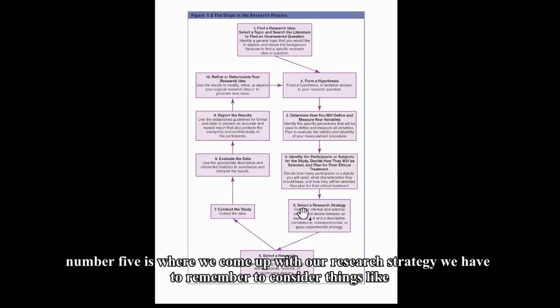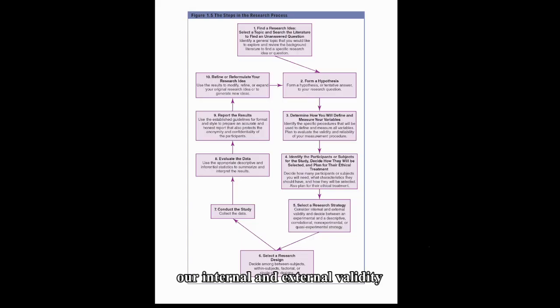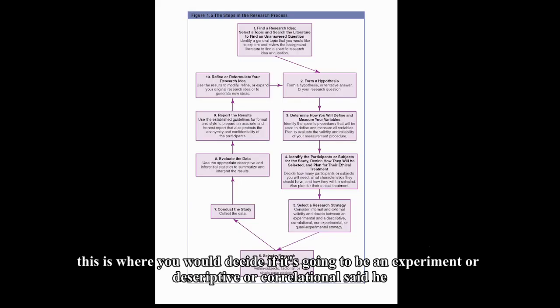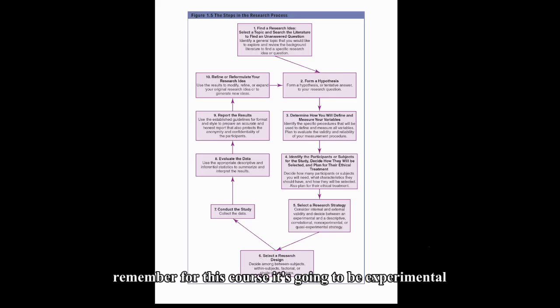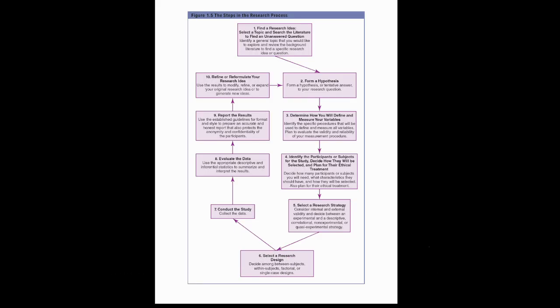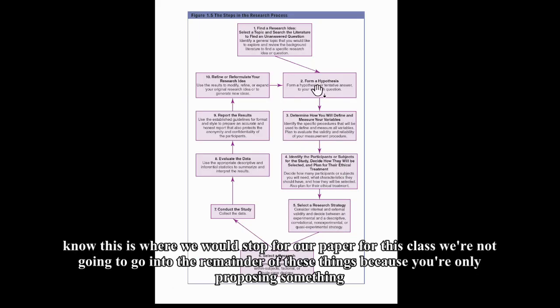Number 5 is where we come up with our research strategy. We have to remember to consider things like our internal and external validity. This is where you would decide if it's going to be an experiment or a descriptive or a correlational study. Remember, for this course, it's going to be experimental. And then 6, we do our research design. Now, this is where we would stop for our paper for this class.